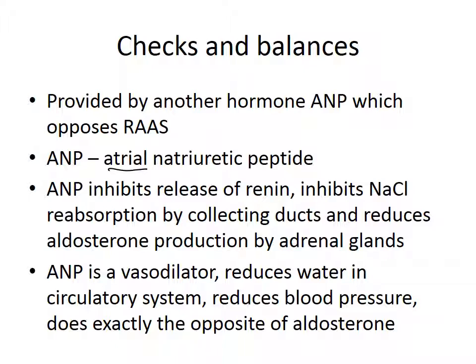Atrial, remember, is the heart. Natri stands for sodium. Uretic means urine. So it is a peptide, which is a protein. And ANP will inhibit the release of renin. It will inhibit the sodium chloride reabsorption by collecting ducts, and it reduces aldosterone production by adrenal glands. And it is a vasodilator, so it will reduce water in the circulatory system. It will reduce your blood pressure and does exactly the opposite of aldosterone.